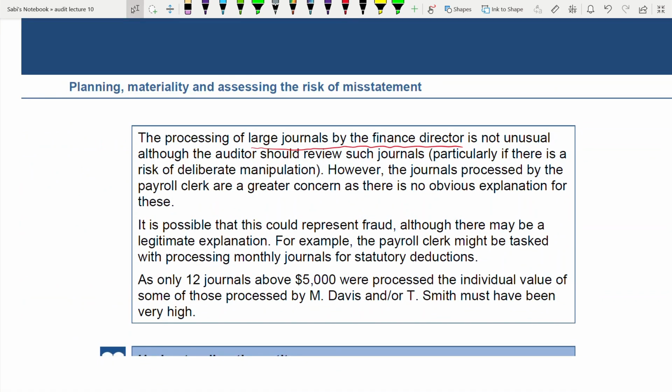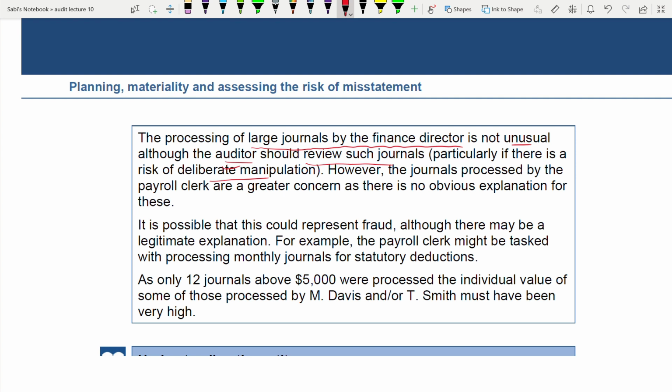Okay, this is not unusual if you go. Why? Who has done the processing of large journal? The finance director. It's not unusual because the finance director is the one who will do processing of large journals. It's his job. But the auditor should still review those journals, even if they are done by the finance director, especially if there's a risk of deliberate manipulation.